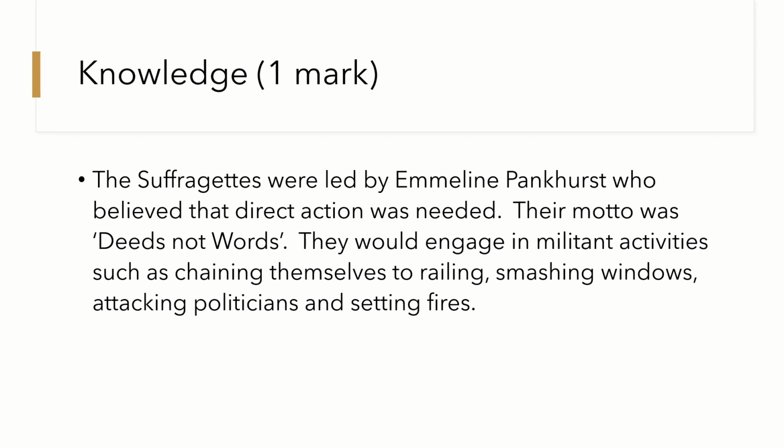Okay, so now you've written your topic sentence, we move on to our first K, which is knowledge, and we're looking for a relevant, detailed knowledge point. So here's an example. The suffragettes were led by Emmeline Pankhurst, who believed that direct action was needed. Their motto was deeds not words. They would engage in militant activities such as chaining themselves to railings, smashing windows, attacking politicians and setting fires. By writing that detailed knowledge point, that would get you 1 mark. And you can use this in your paragraph.